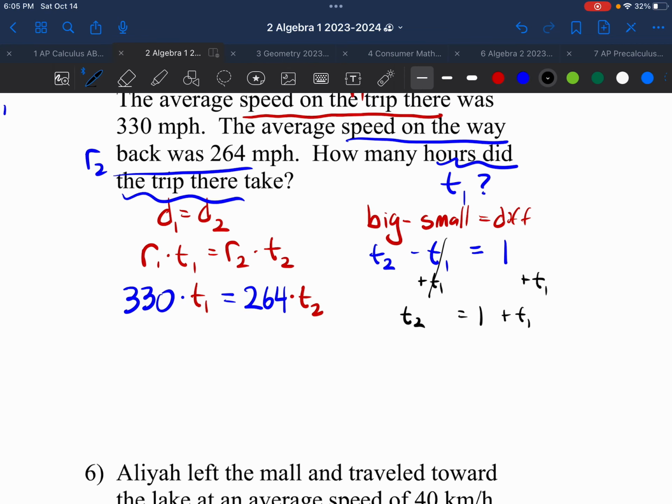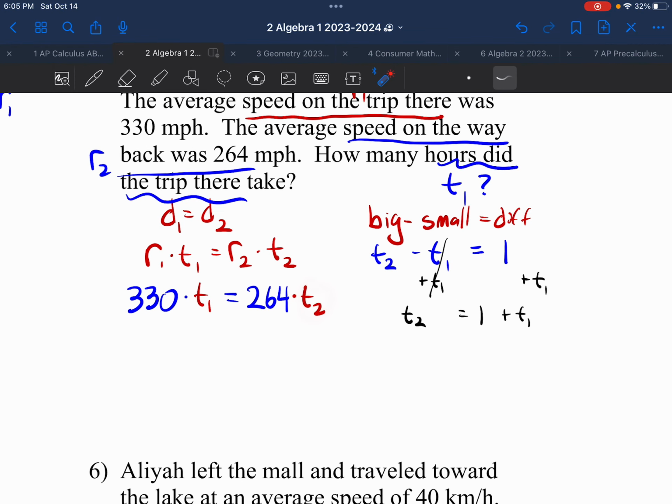And then from here, if this t2 is 1 plus t1, then this t2 is also 1 plus t1. So I'm going to substitute 1 plus t1 in for this t2. So I'm going to rewrite the equation. 330 t1 is equal to 264 times not t2 anymore, but 1 plus t1.